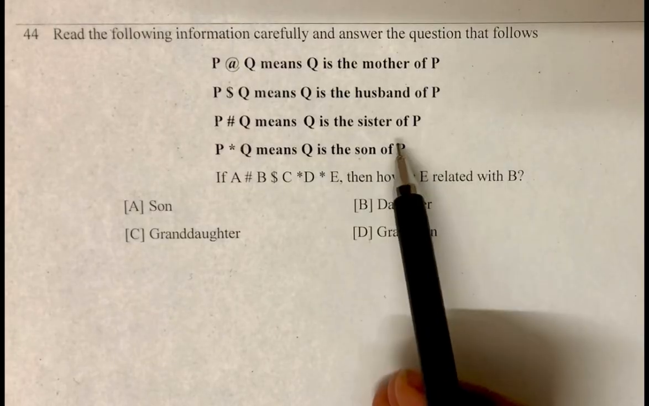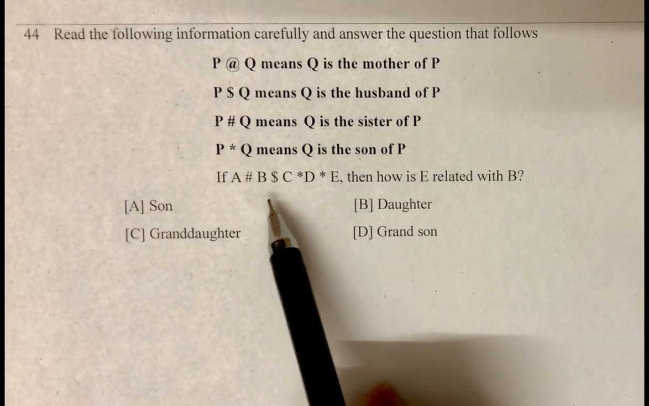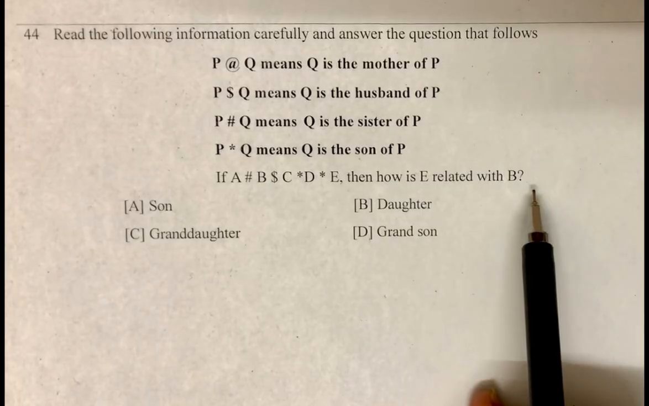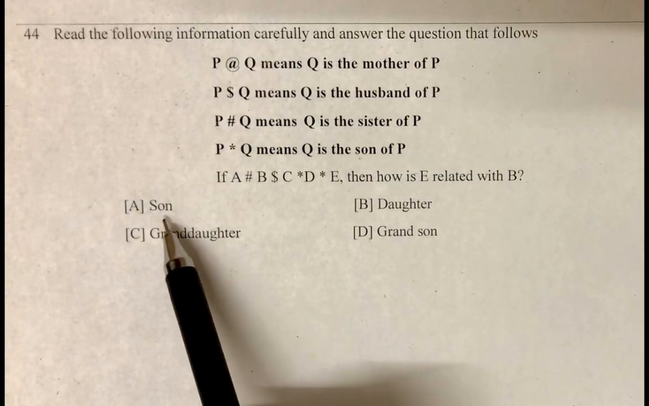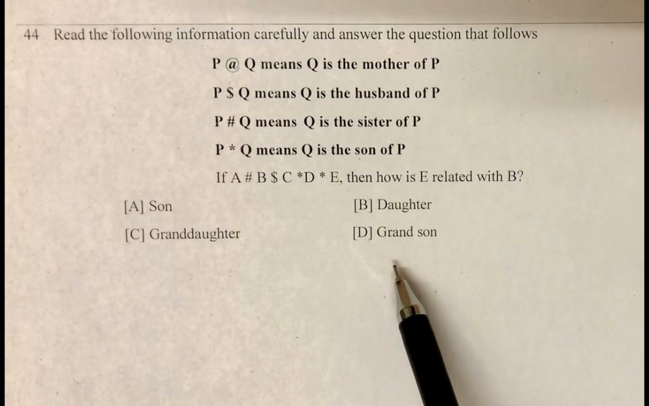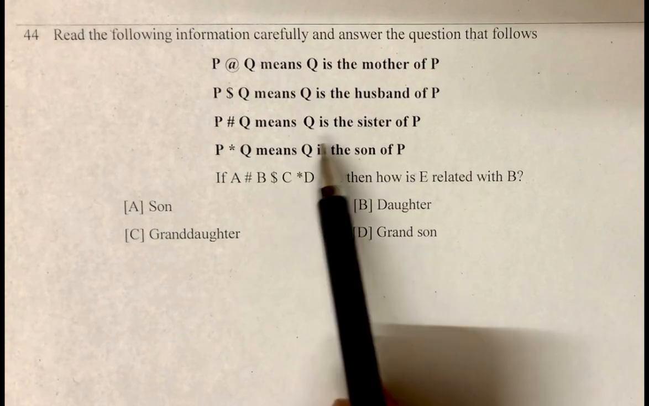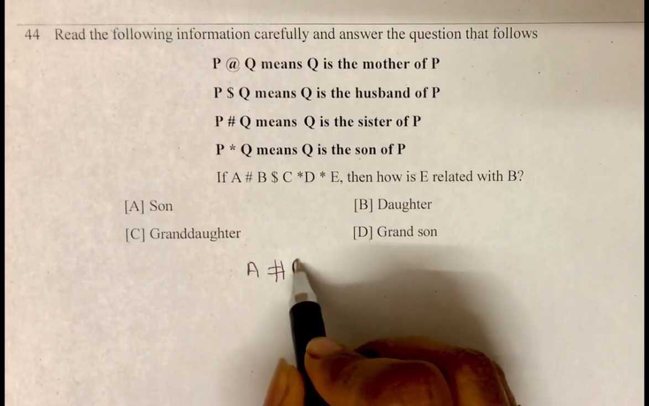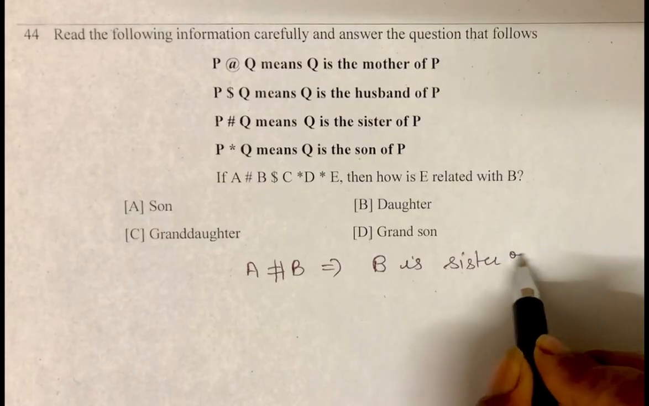Now these are the relations we are given and we have to find, if A#B, B$C, C*D, D*E, then how is E related with B? We have to find relation of E to B. First option is son, second daughter, third granddaughter and fourth is grandson. Now we will start from here. A#B means B is sister of A.